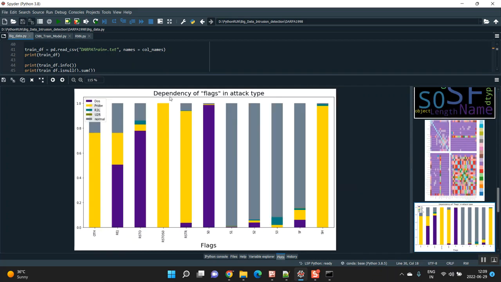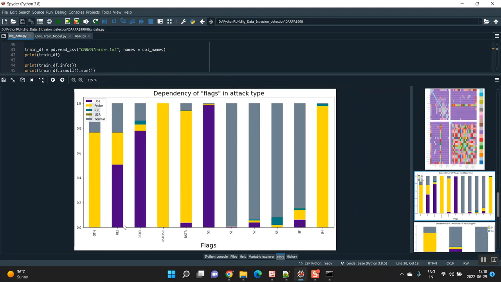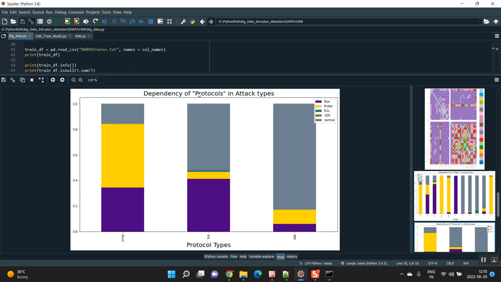You can see here the dependency of the flags on the attack types, which you had informed. For example, the blue color will be the DOS attacks. These are all the types of flags. On these flags, the DOS will be this much percentage, prob will be this much percentage, and also the protocol types in the attack types. Here the protocols are ICMP, TCP and UDP.